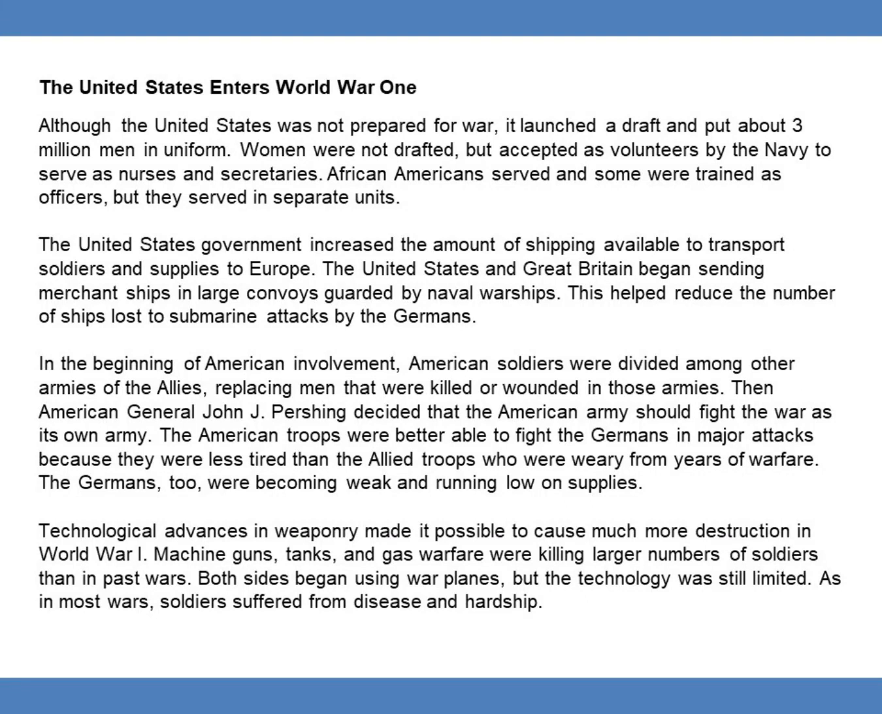Technological advances in weaponry made it possible to cause much more destruction in World War I. Machine guns, tanks, and gas warfare were killing larger numbers of soldiers than in past wars. Both sides began using warplanes, but the technology was still limited. As in most wars, soldiers suffered from disease and hardship.